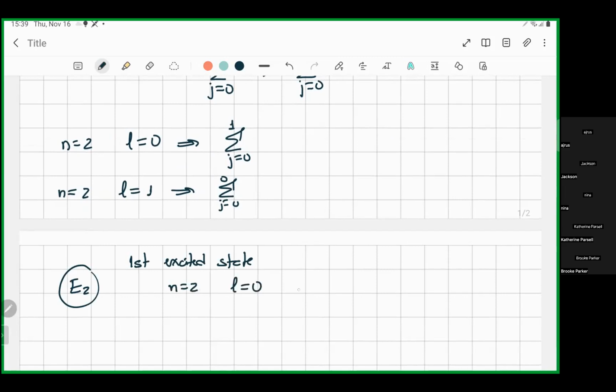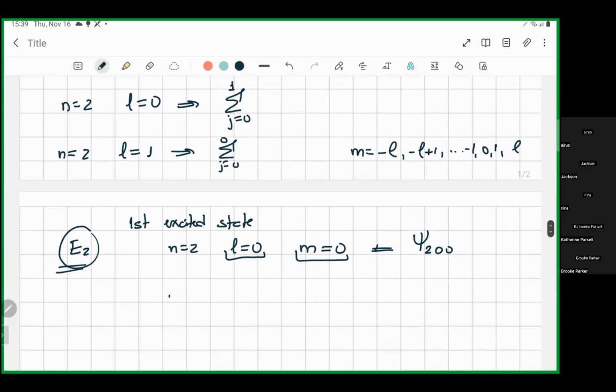In this case, the only possible value for m is 0, because remember, m goes from minus L, skipping integers, plus 1, plus 1, plus 1, all the way to L. So if L is 0, as it is here, m can only be 0. So this is one possible wave function that has this energy of the first excited state: n=2, L=0, m=0. Okay, so this is one of the orbitals.